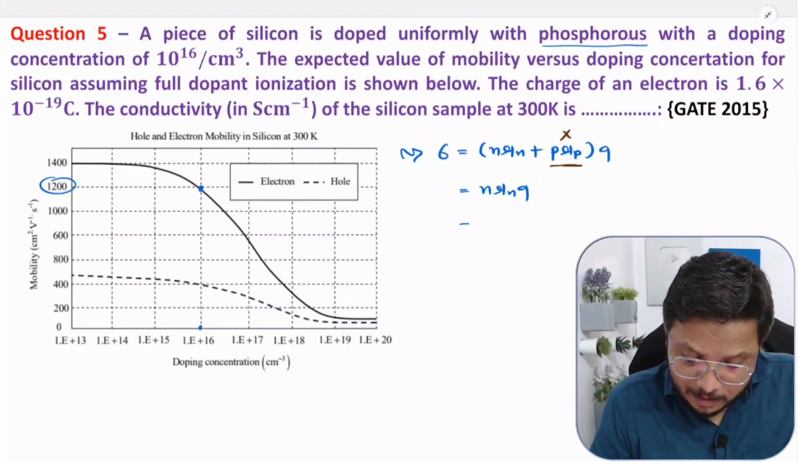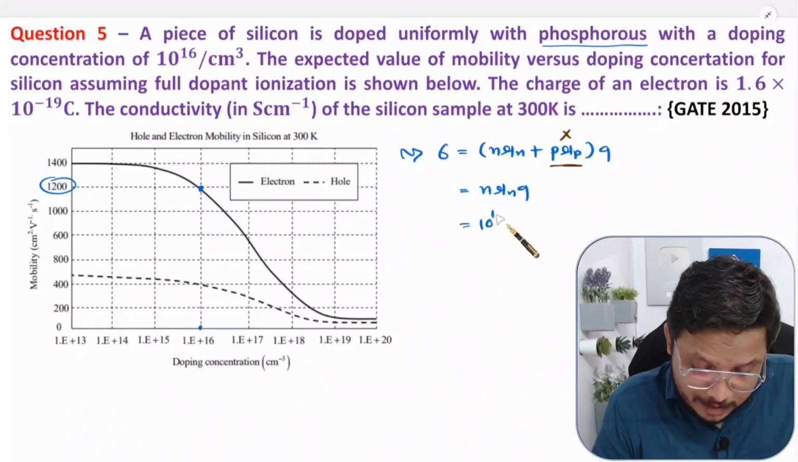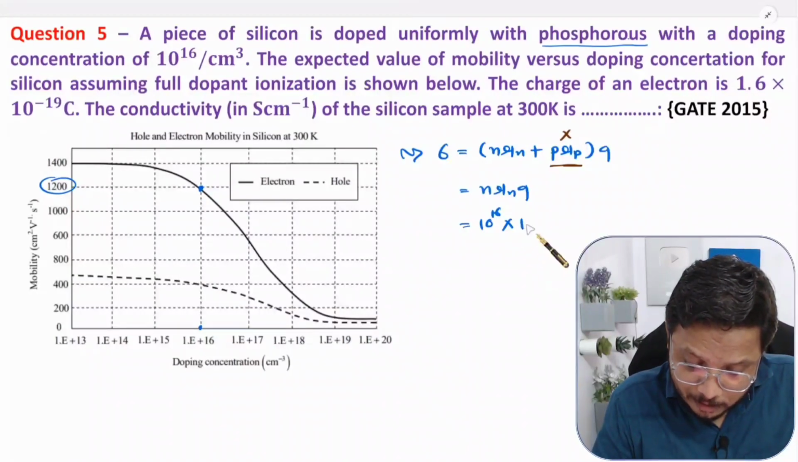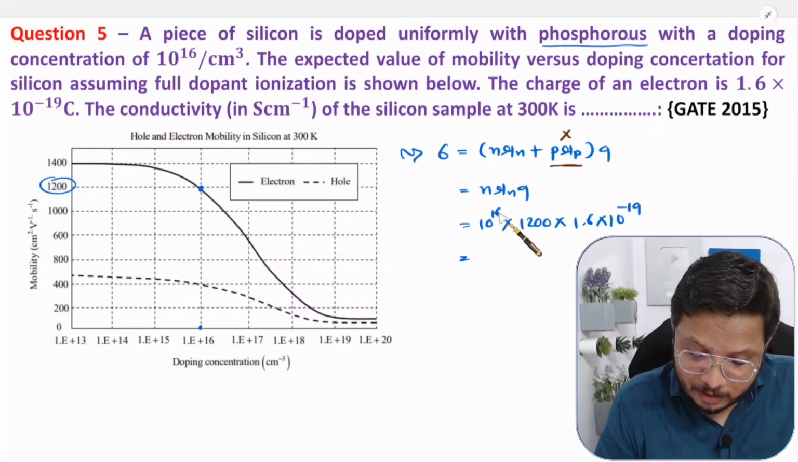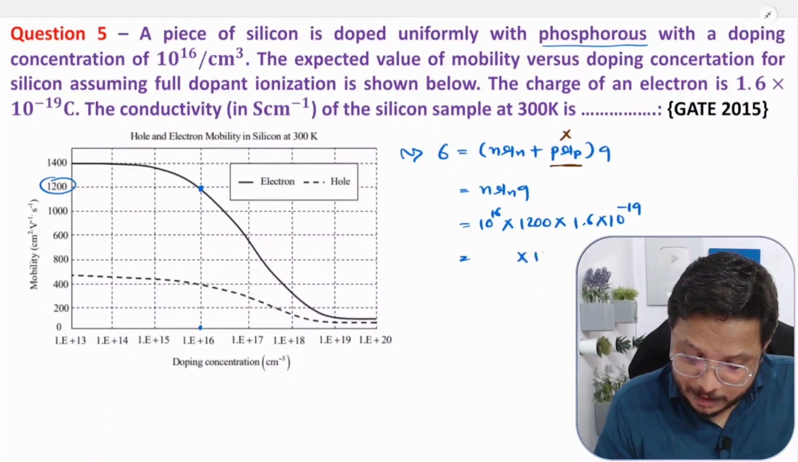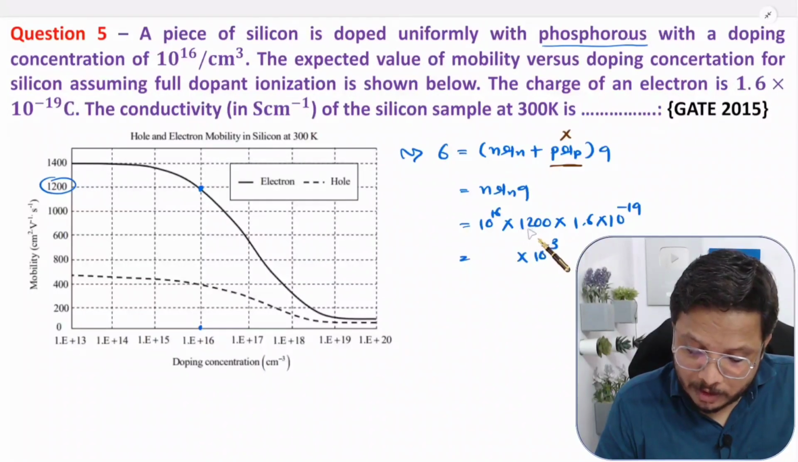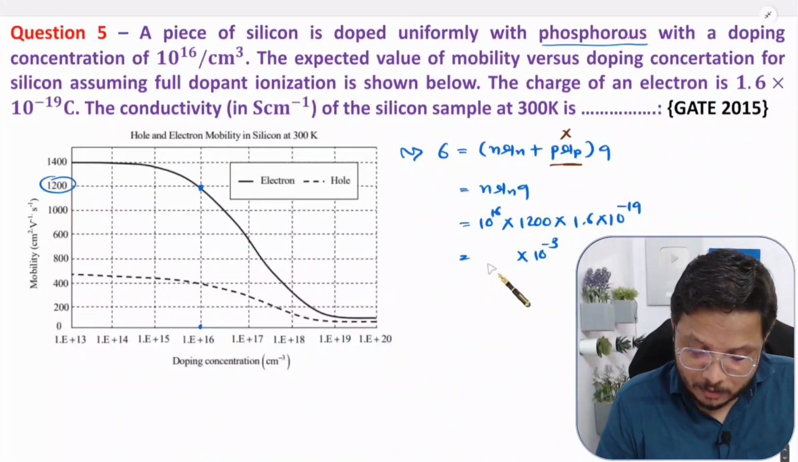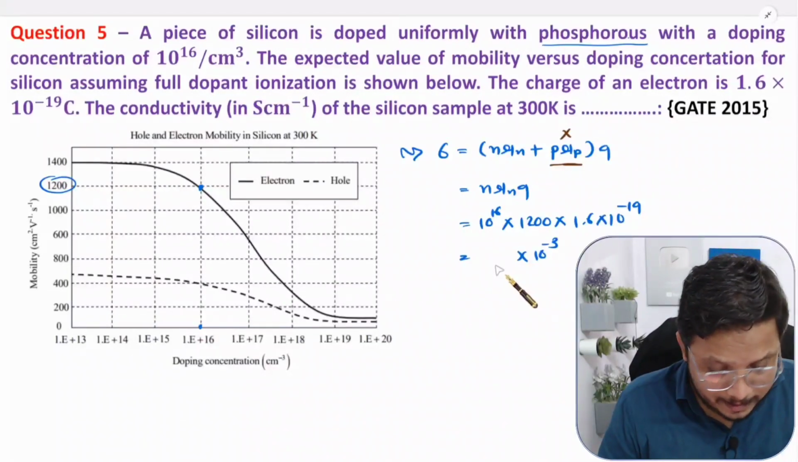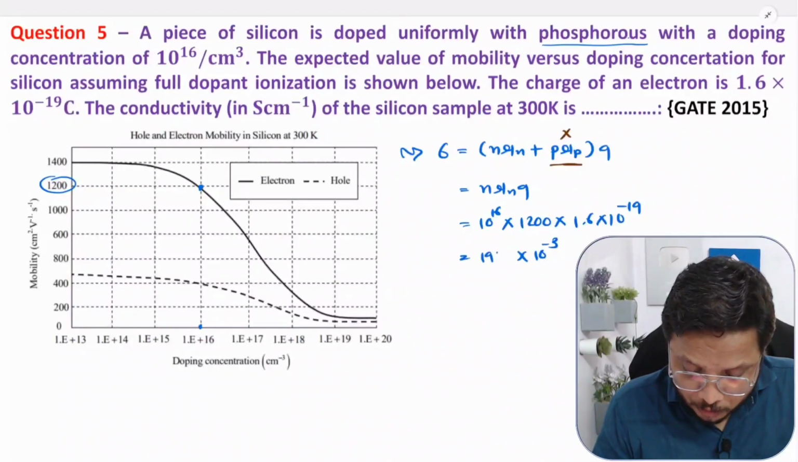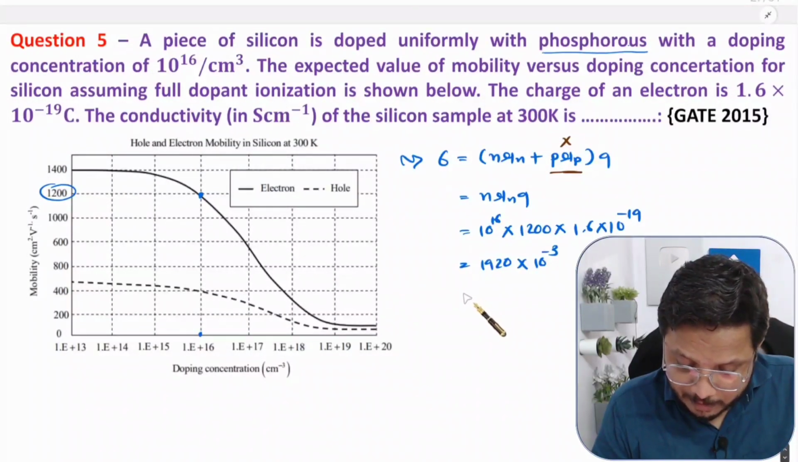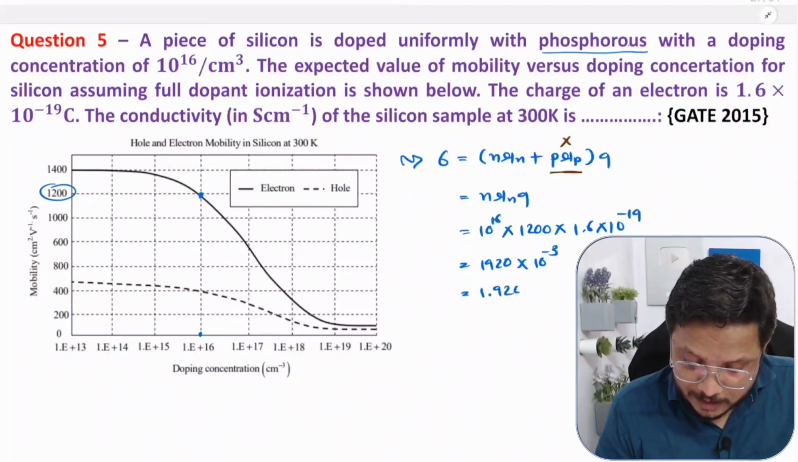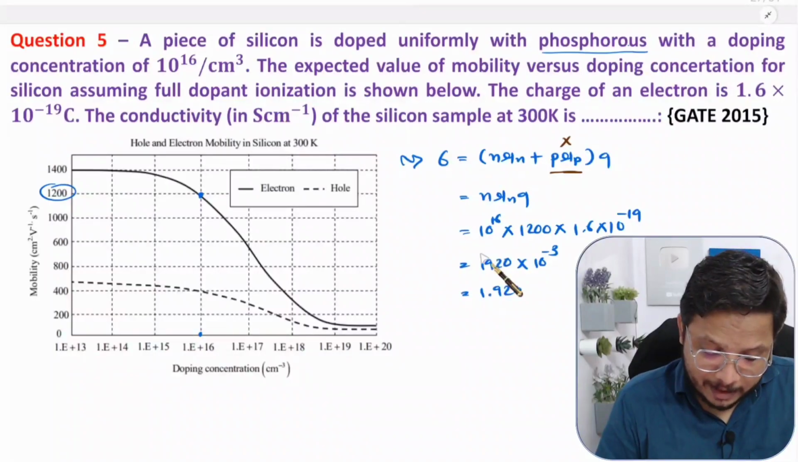So here this N is 10 to the power 16, then mu N is 1200, and then Q is 1.6 into 10 to the power minus 19. So 10 to the power minus 19 into 10 to the power 16 will make it 10 to the power minus 3 into 1200 into 1.6. If you solve this, my answer is 1920, right? And again, if you multiply this here, then you will get 1.920, right? That is the conductivity in this unit only.